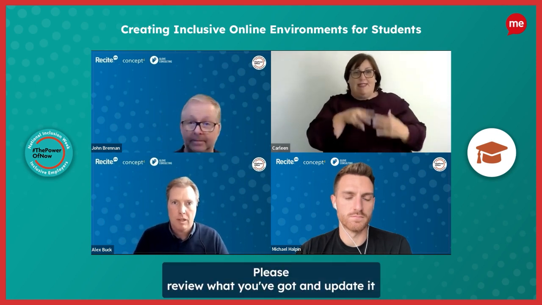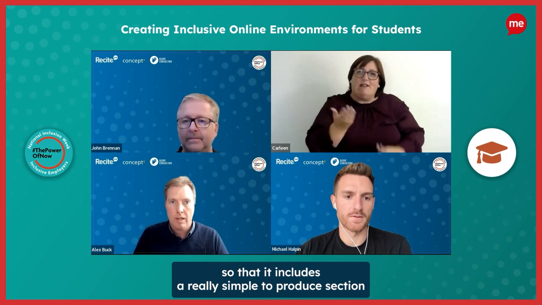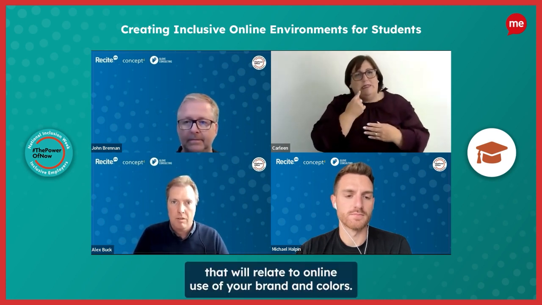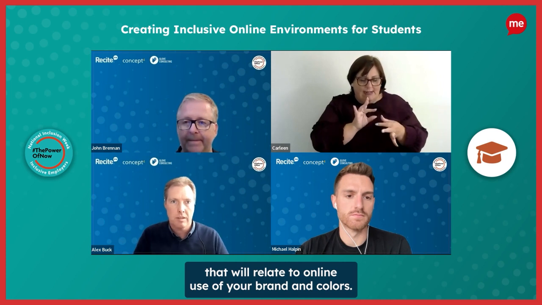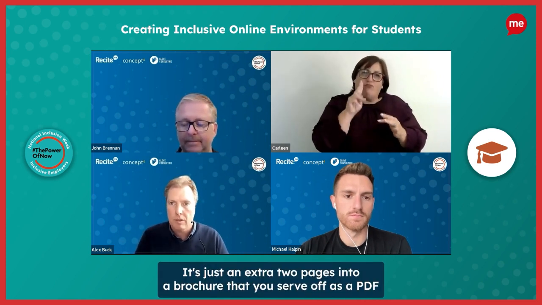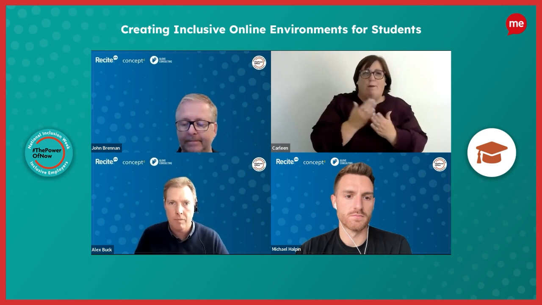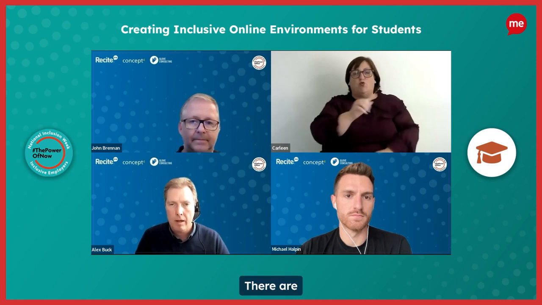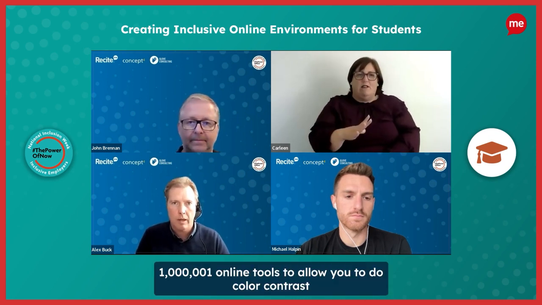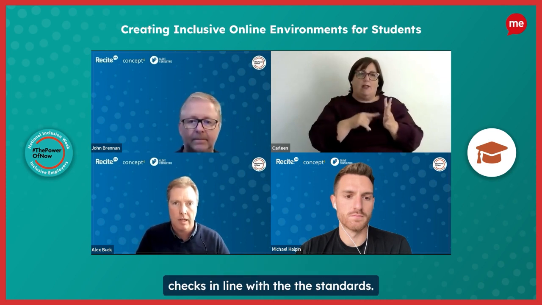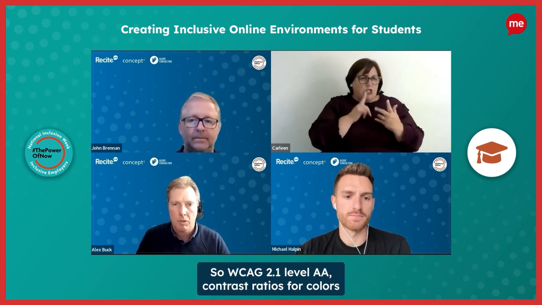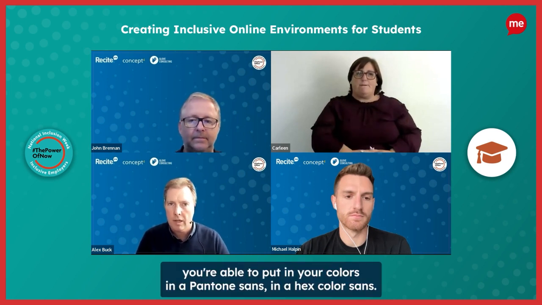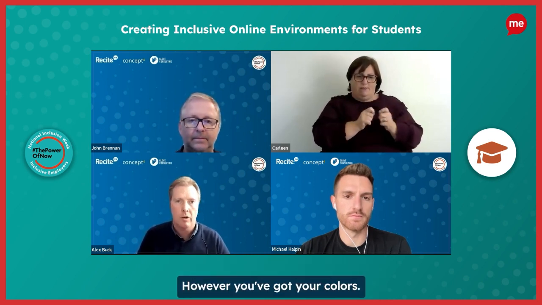Please review what you've got and update it so that it includes a really simple to produce section that will relate to online use of your brand and colours. It's just an extra 2 pages into a brochure that you save off as a PDF, and then distribute amongst your staff or anyone who needs to use it. There are 1,000,001 online tools to allow you to do colour contrast checks in line with the standards, so WCAG 2.1 level AA contrast ratios for colours. You're able to put in your colours in a Pantone sense, in a hex colour sense, however you've got your colours.